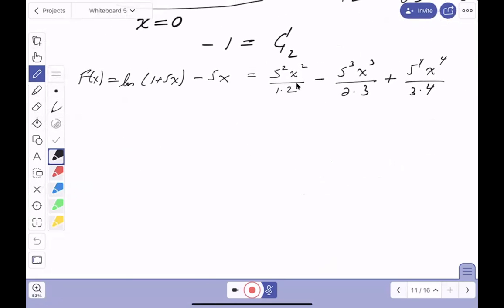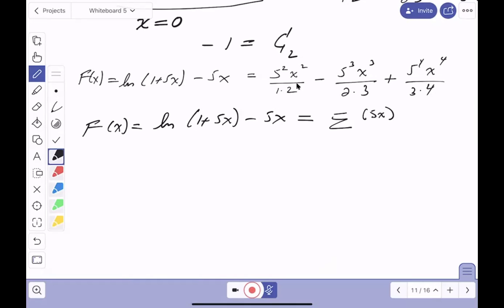So I'm going to, again, I don't even know what their question is yet. So I'm going to say f of x is equal to the natural log of 1 plus 5x minus 5x is equal to the sum, right? And let's look at it. I'm going to say it has something to do with 5x.